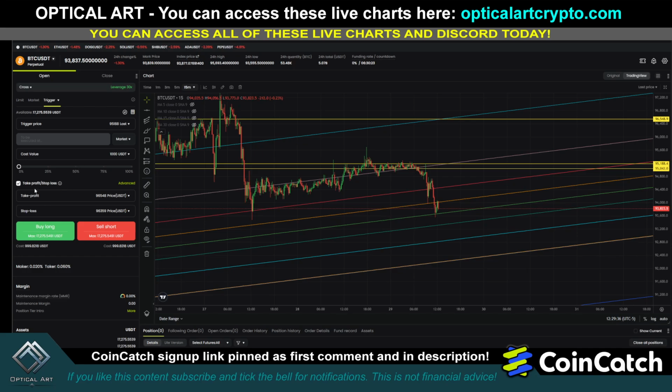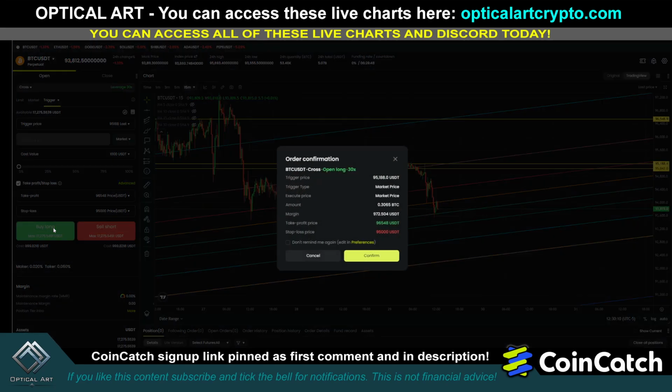Okay, so now under take profit stop loss, my trigger long will take place at 95,188. Okay, so take profit, I want to be up here at 96,548. Stop loss, well, if we push above this point, I'm in profit. If we drop back down, I'm going to get stopped out. So we'll just put 95,000. And now we can do buy long. And you'll see what happens.